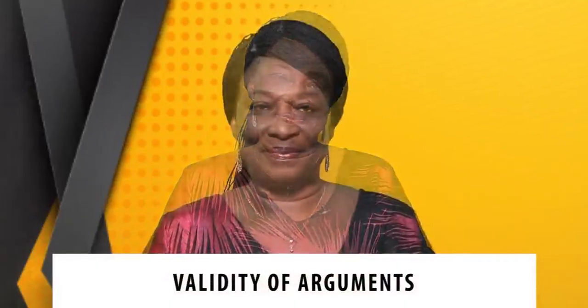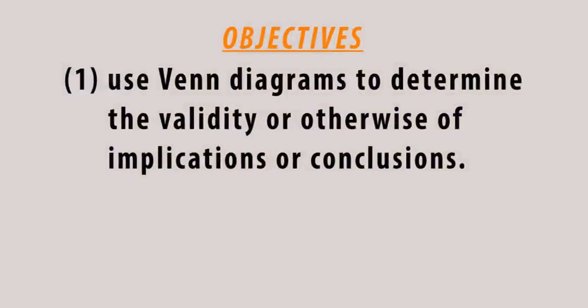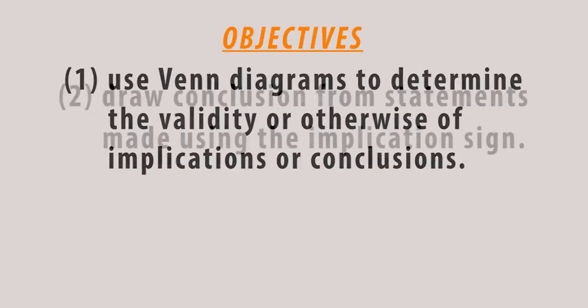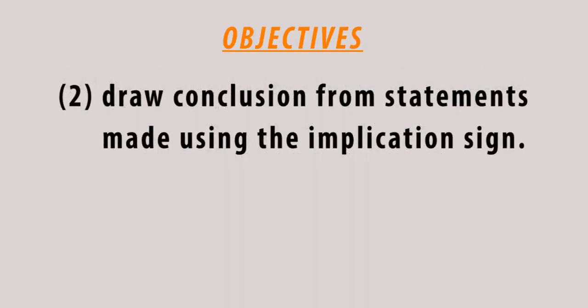In our previous lesson, we learned about implications. In this lesson, we are looking at the final lesson on logical reasoning, and we shall look at validity of arguments. By the end of this lesson, you should be able to use the Venn diagram to determine the validity or otherwise of implications or conclusions. Again, you should be able to draw conclusions from statements made using the implication sign.